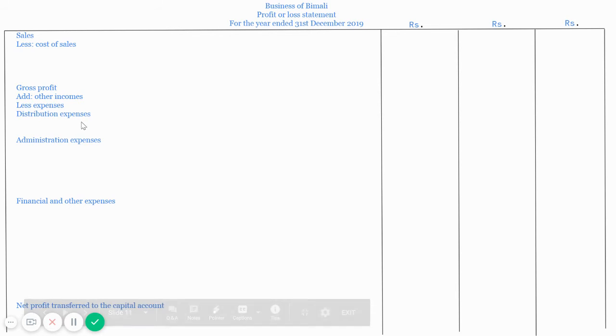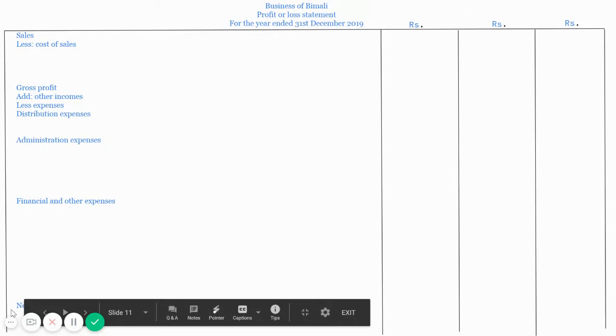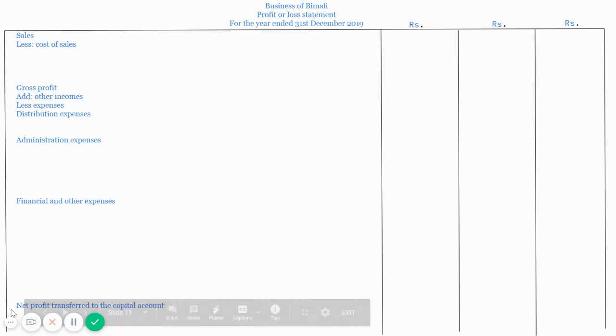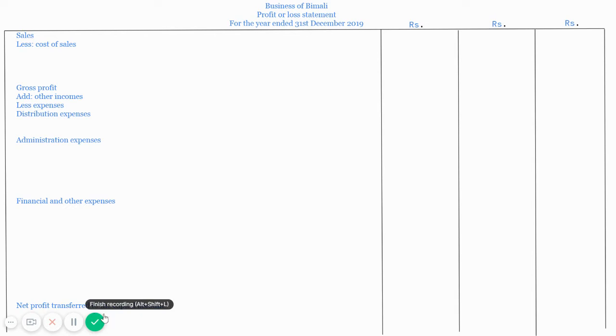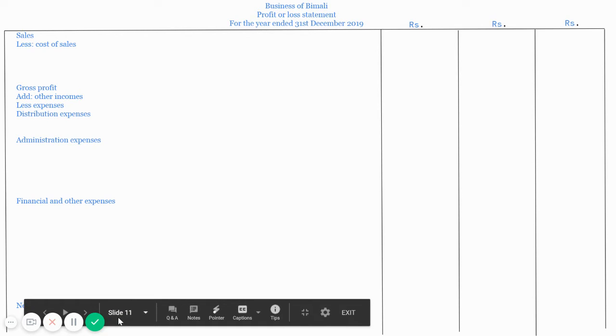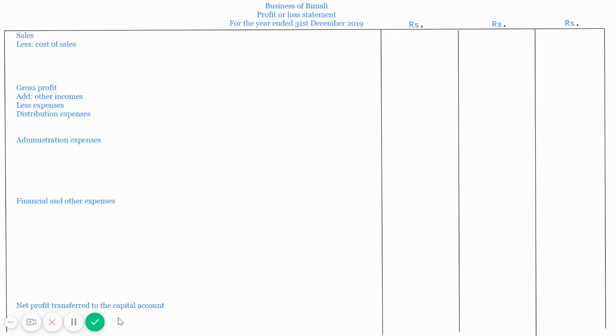Distribution expenses, it should be 5. Administration expenses, again 5. And at the last line, you can write the words net profit transferred to the capital account. Net profit transferred to the capital account must come as the last item, the last line of the page. Okay, so that's how we are going to manage our space on the full paper.